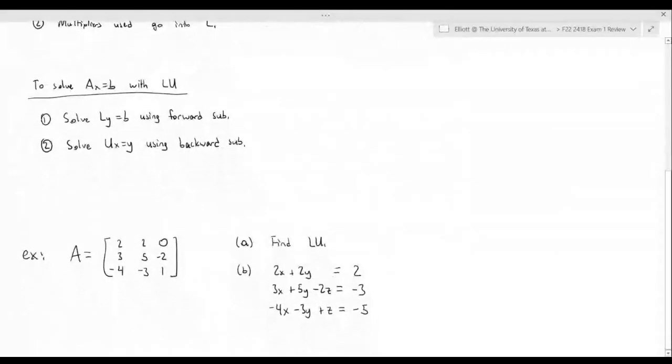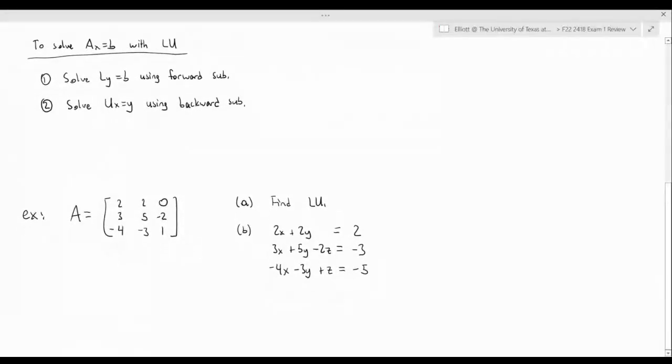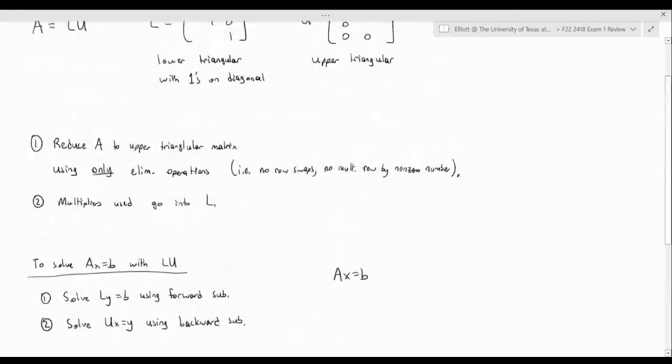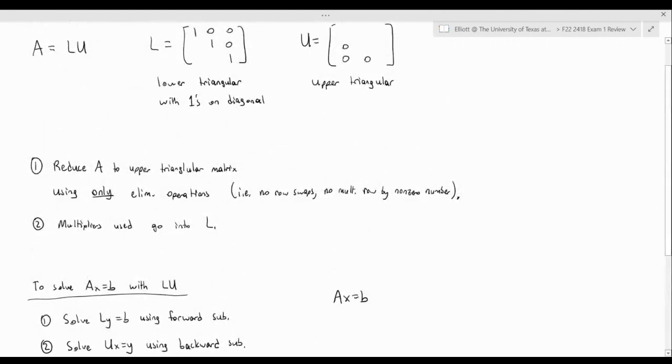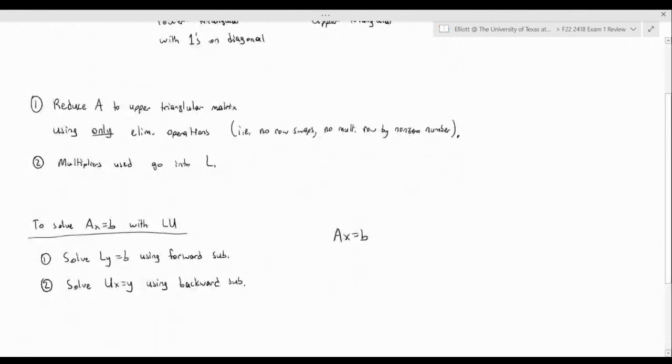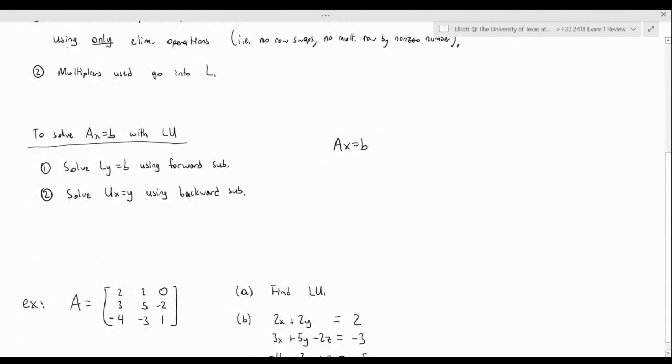And one of the applications of the LU decomposition is using it to solve a system of equations, AX equals B. So the idea of this is if you have the equation AX equals B, and then we have A is equal to L times U, then we can replace A with LU in this equation.